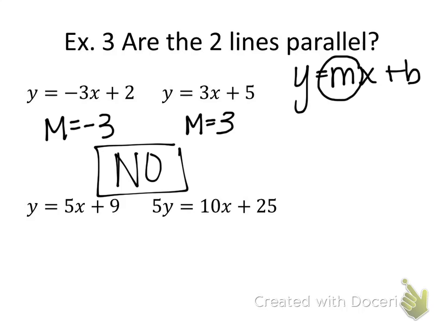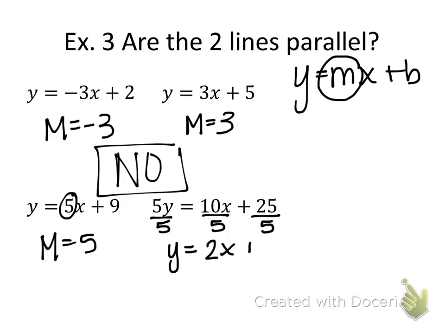Now look at this next example. y equals 5x plus 9 and 5y equals 10x plus 25. What is the slope in this first equation? Right here in front of the x, so m is equal to 5. What do I have to do to this next equation to make it in y equals mx plus b form? Because it is not in y equals mx plus b form. This 5 right here has got to go. So I've got to divide everything by 5. And then I can say, okay, let's see what the slope is. 10 divided by 5 is 2, plus 5.